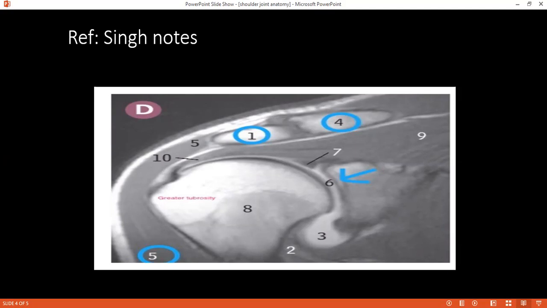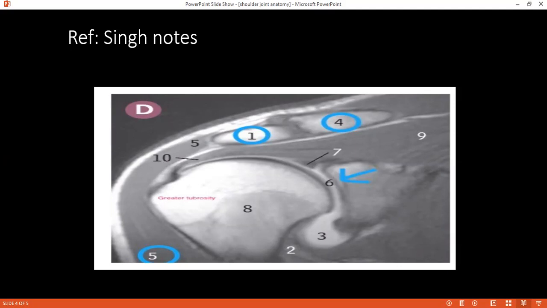Ma'am, glenoid labrum. Yes, very good. 6 is a blue arrow pointing at... 6, glenoid cavity. Yes, and the last one, 10, please. 10, madam, supraspinatus muscle with tendon. I think tendon.